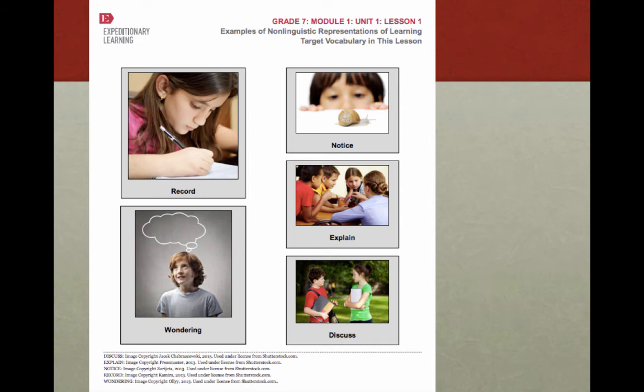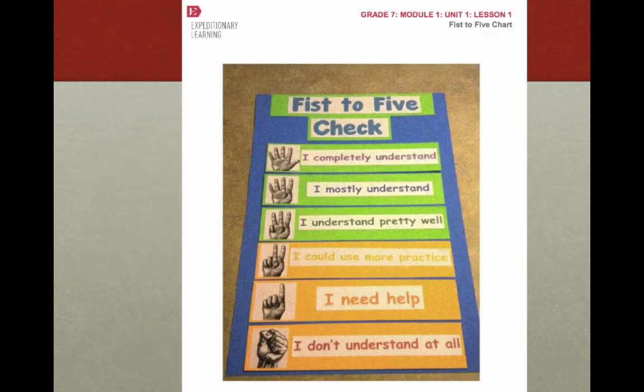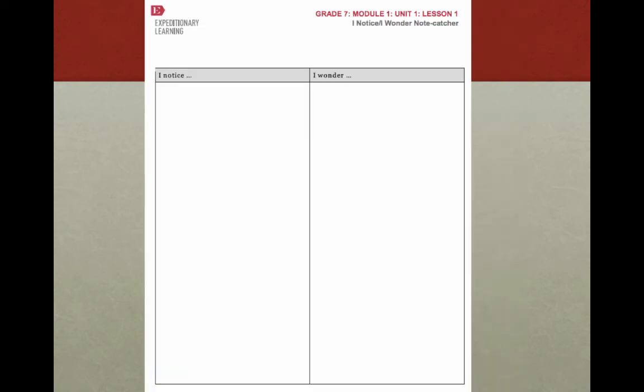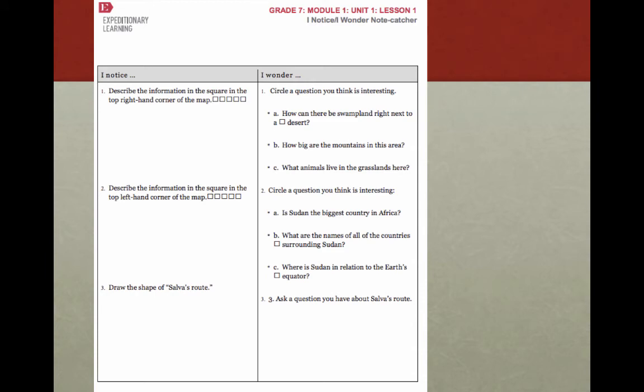Next is an example of a supporting material for vocabulary development. A FIST to 5 chart is a way to assess student learning and is provided in the supporting materials area. Here is an example of a way to assist students in taking notes throughout the lesson. Next is a filled-in example of the supporting material provided for student note-taking.